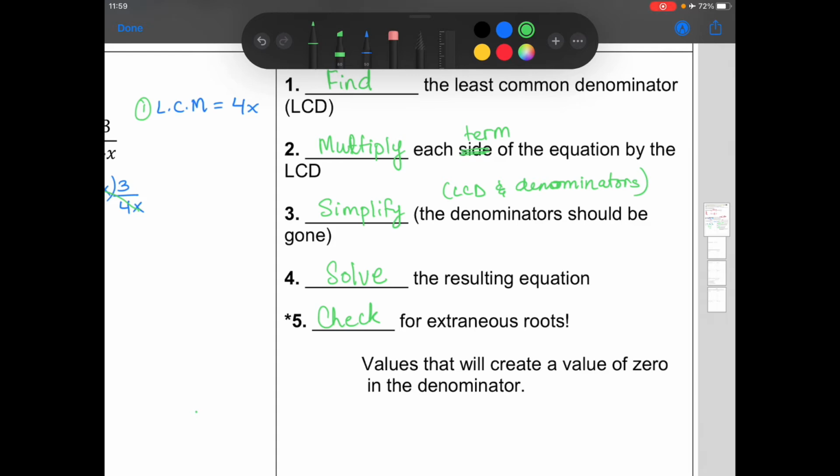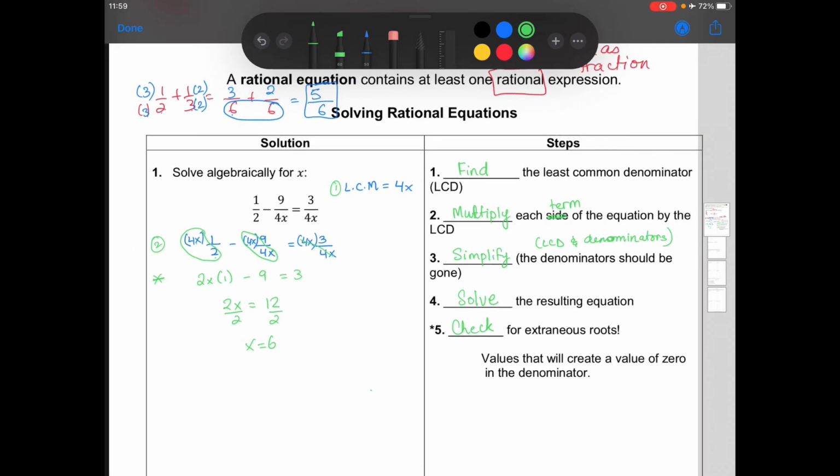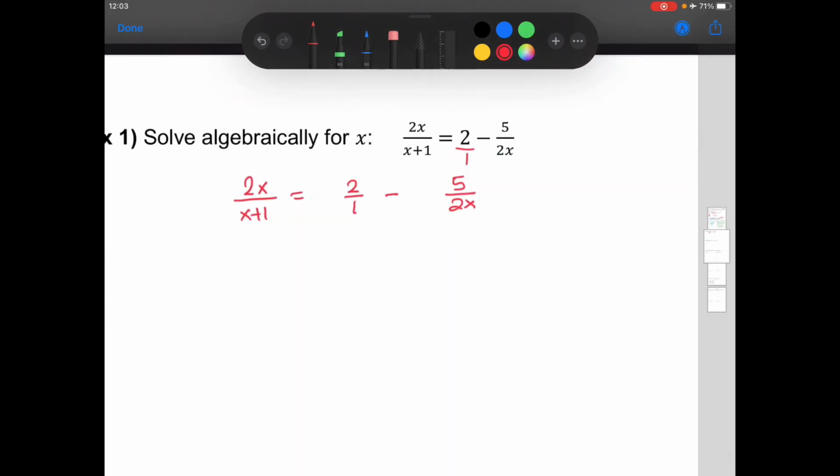Check for extraneous roots. What does that mean? Values that will create a value of 0 in the denominator. So that's what your extraneous roots are. So if I substitute back 6 in here or here, does it give me a 0 in the denominator? It does not. So this is good to go. Okay, so let's start with the next. I even got a little started.